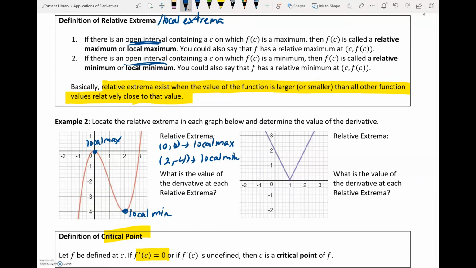And if we think about the value of the derivative at each of these local max and mins, your tangent line here is going to be 0, which means your slope here is 0, and that also means your derivative is 0. So if this function is called f, the derivative of f at x equals 0 is going to be 0, and the derivative of f at 2 is also going to be 0.